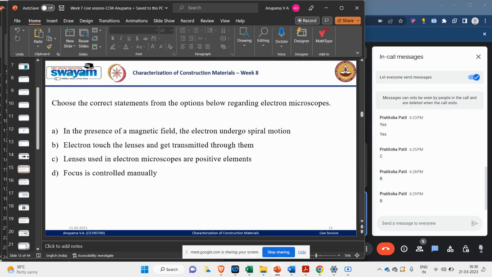Choose the correct statements from the options below regarding electron microscopes. Option A, in the presence of a magnetic field, the electrons undergo spiral motion. Option B, electrons touch the lens and get transmitted through them. Option C, lenses used in electron microscopes are positive elements. Option D, focus is controlled manually. These are all statements related to electron microscopes. You have to choose which are the correct statements.